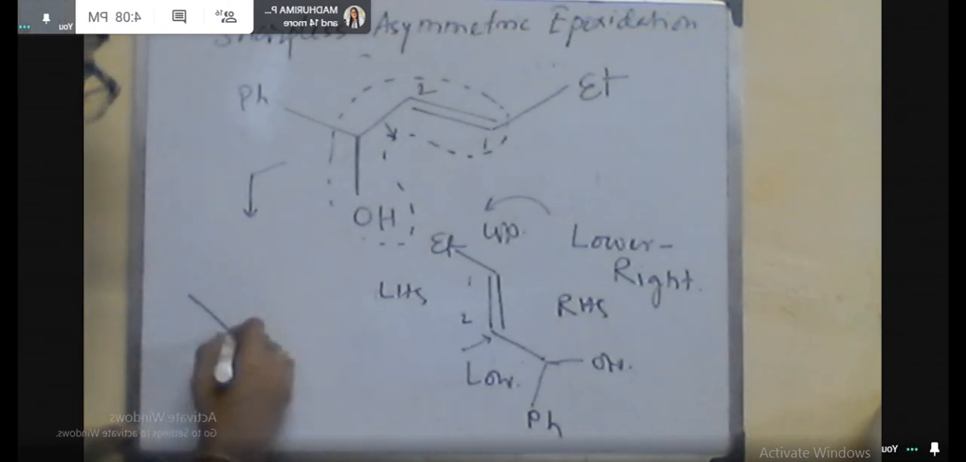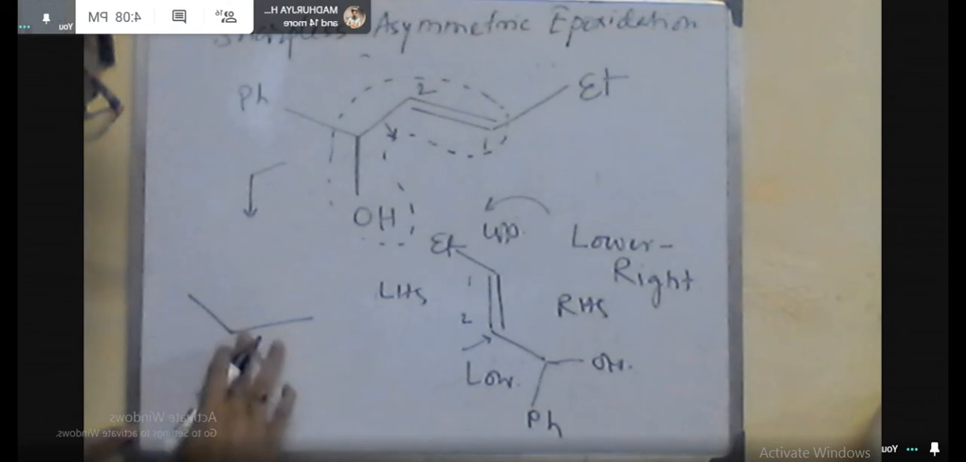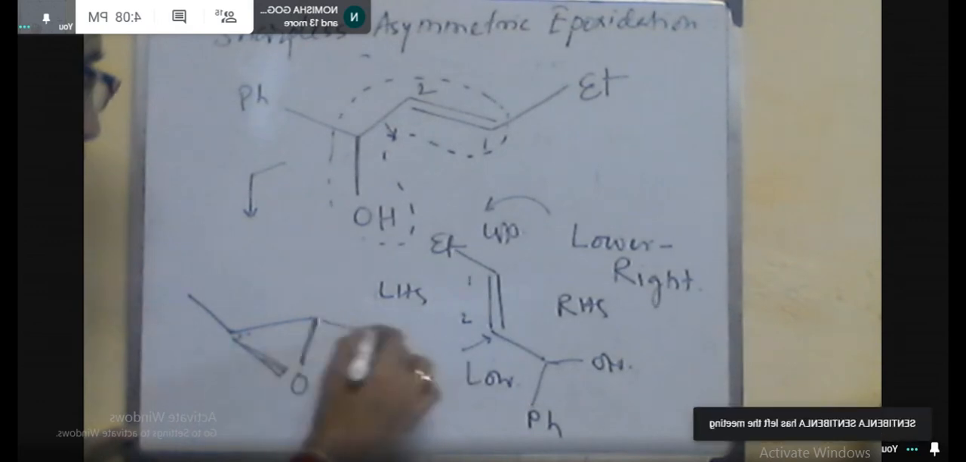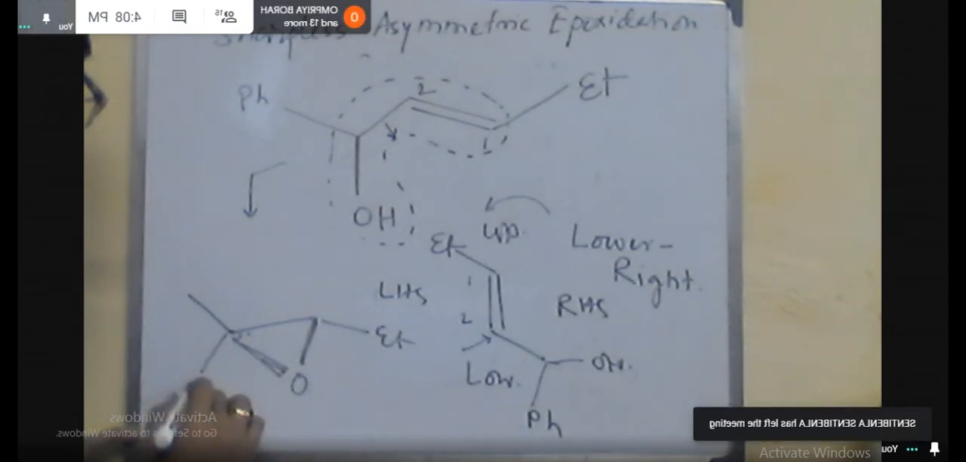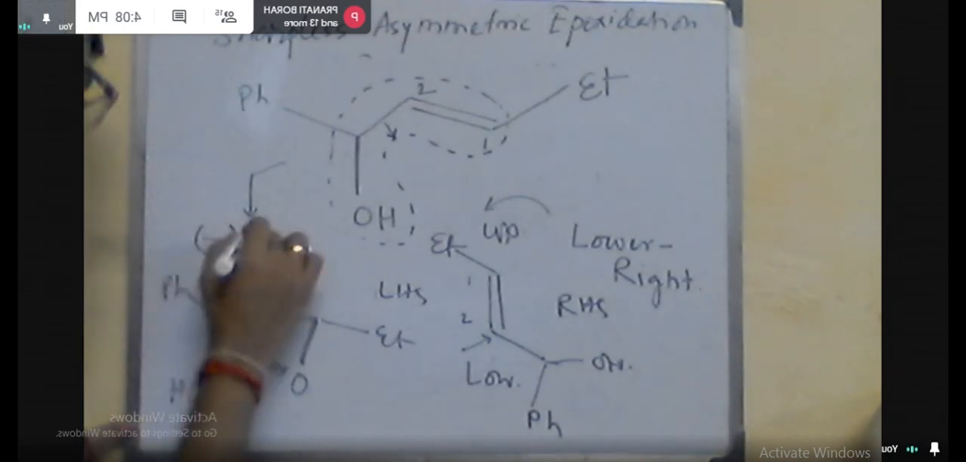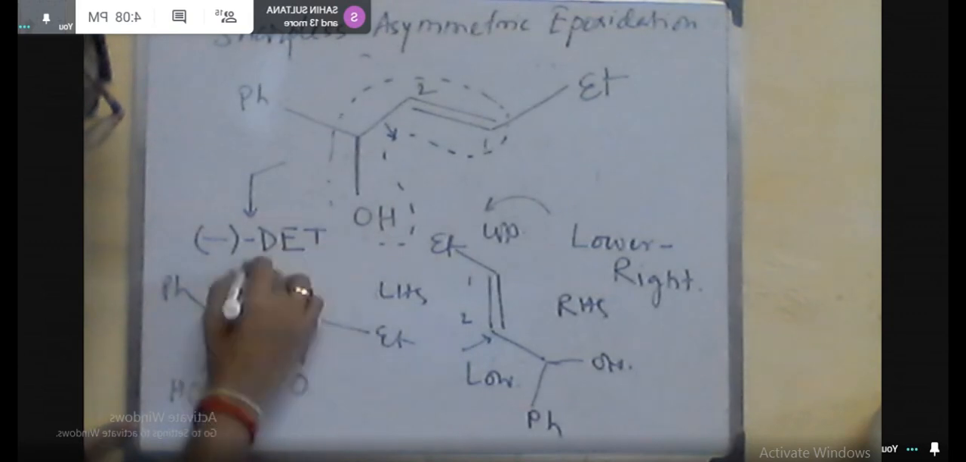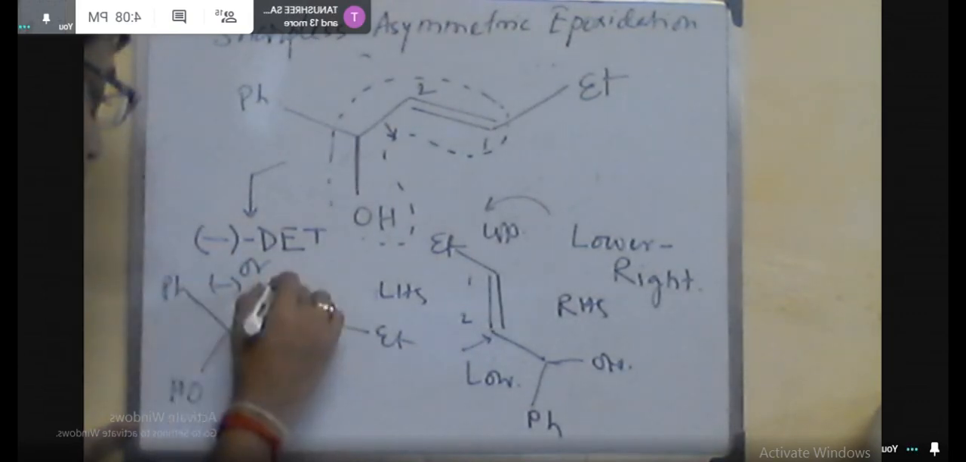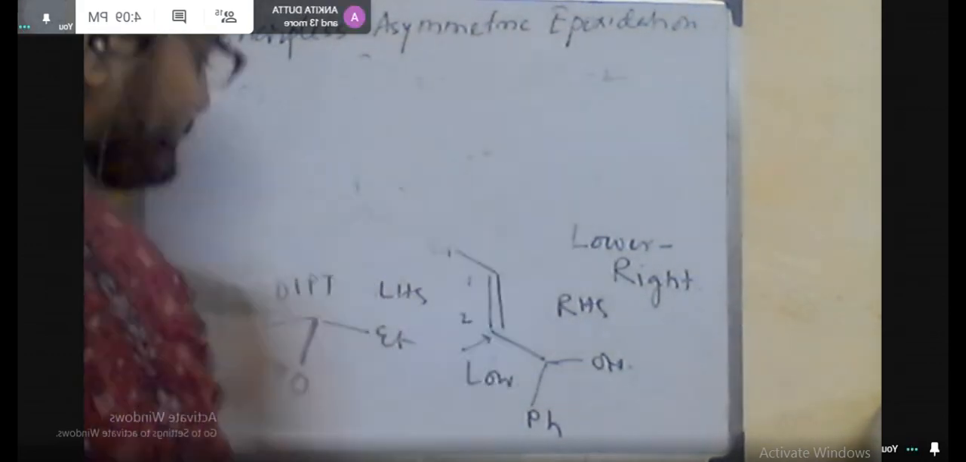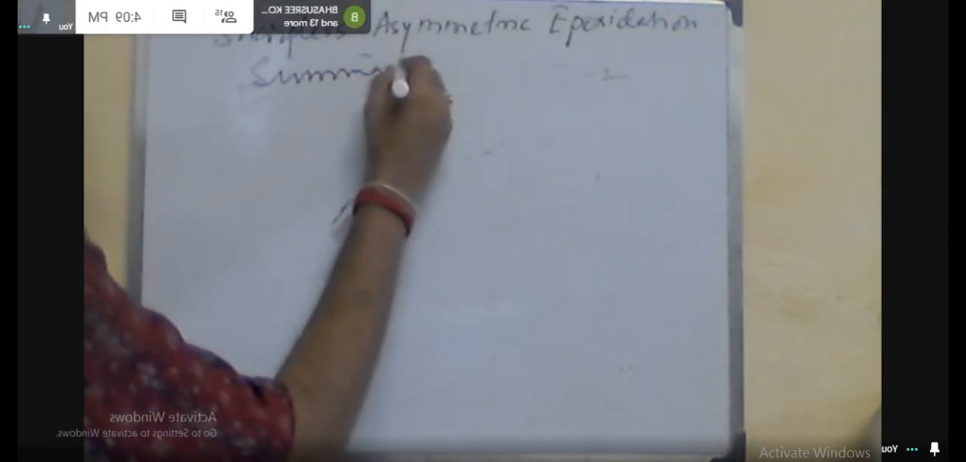So what will be the summary for the Sharpless asymmetric epoxidation? That means lower right or upper left: if you use minus DET or DIPT, you will get the beta epoxide. If you use plus DET, you will get the alpha epoxide.